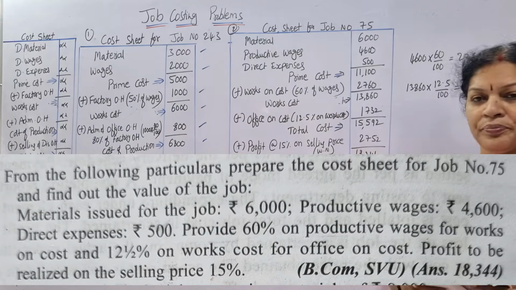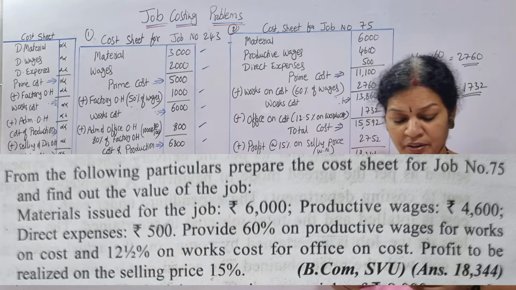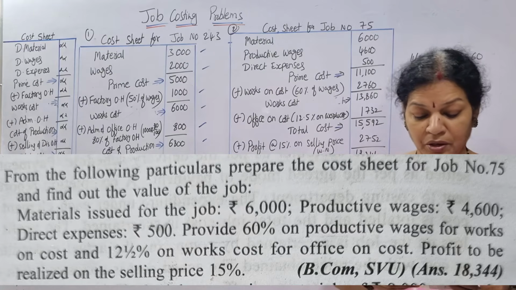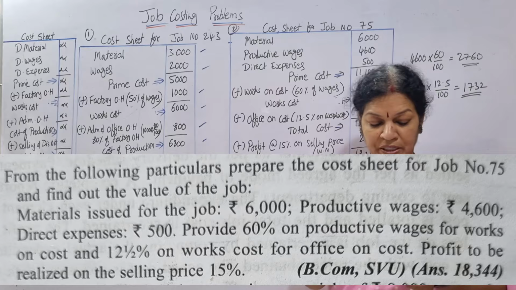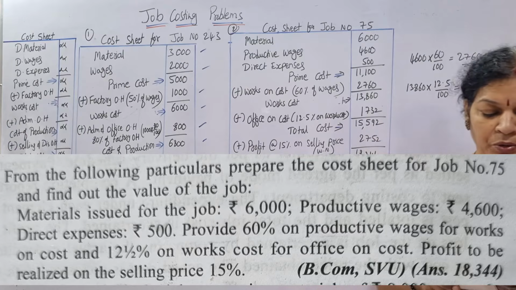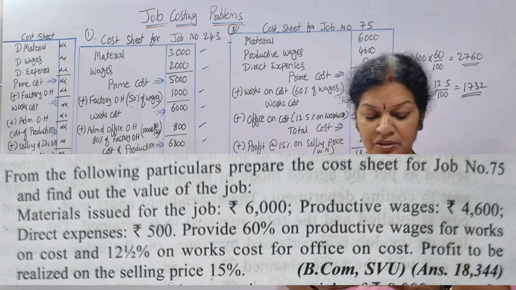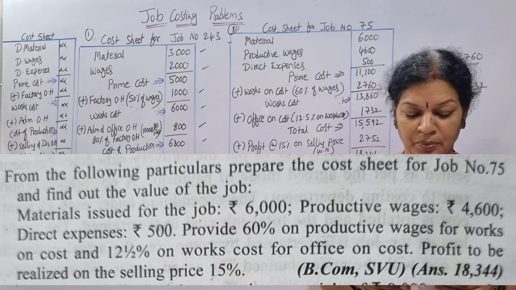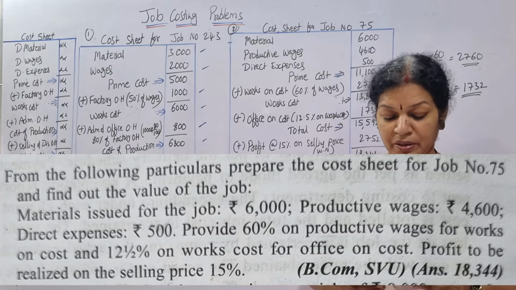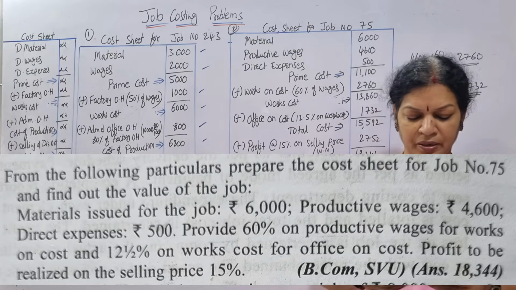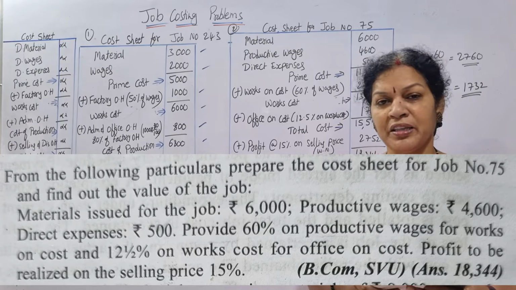This problem is also given on the desktop. You can see it. Let me read. From the following particulars, prepare cost sheet for job number 75 and find out the value of the job. What is given to us? Materials issued for the job 6,000. Productive wages, means direct wages only, 4,600. Direct expenses 500. These three, if we add, we get the prime cost.